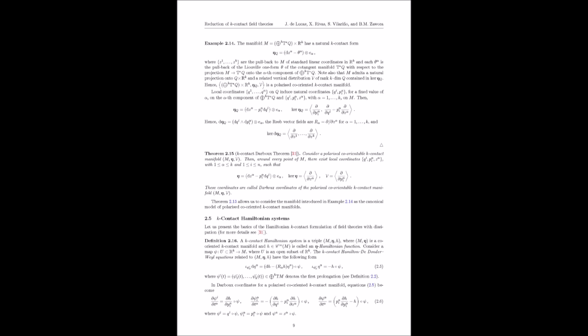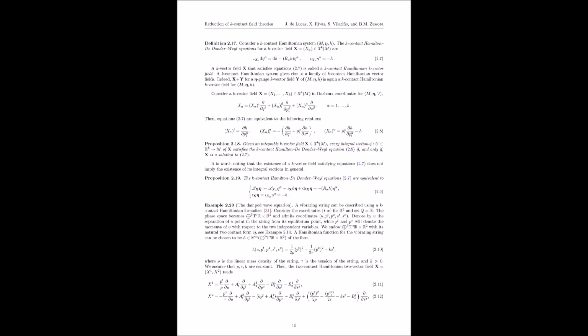Are there standard examples? A key one is built from the cotangent bundle. If Q is a manifold, our configuration space, T*Q is its cotangent bundle, phase space, positions and momenta.